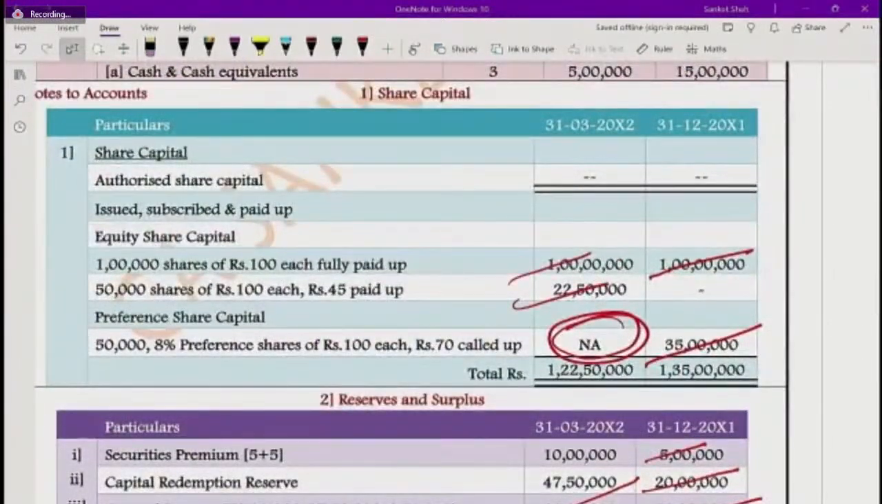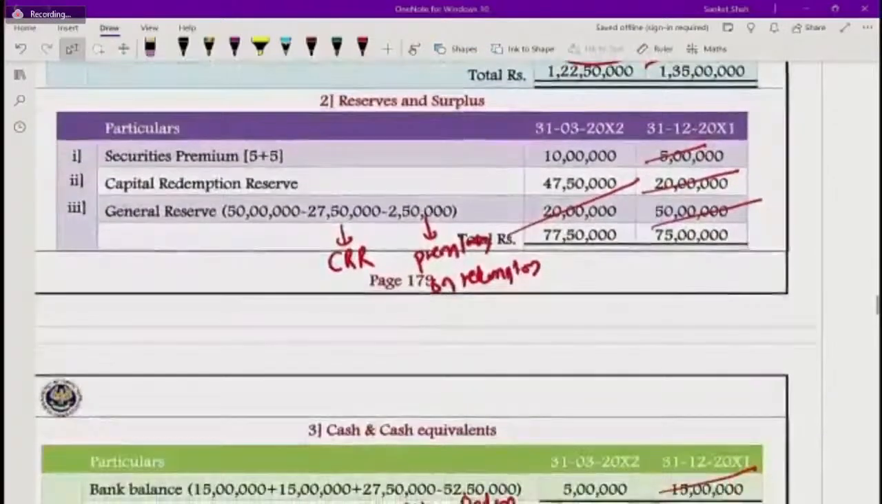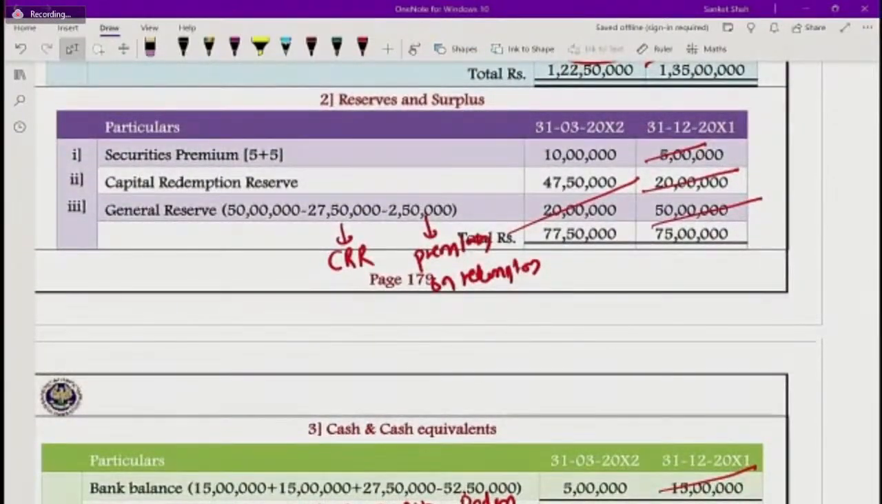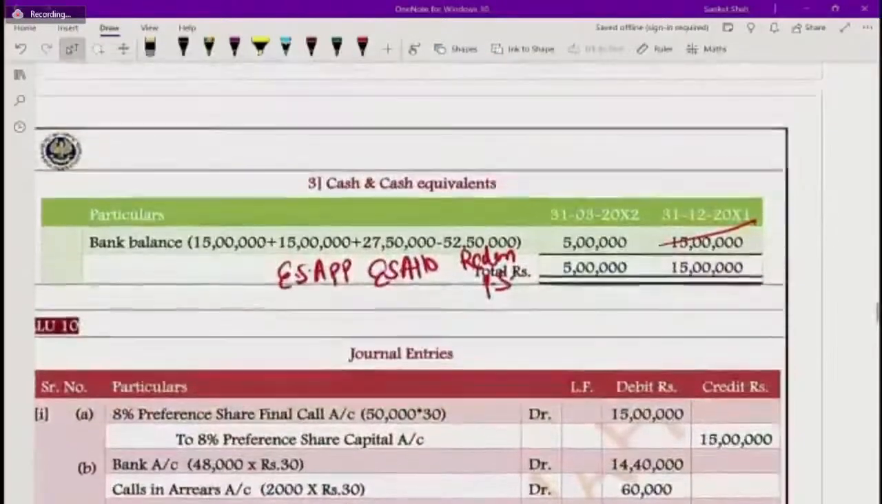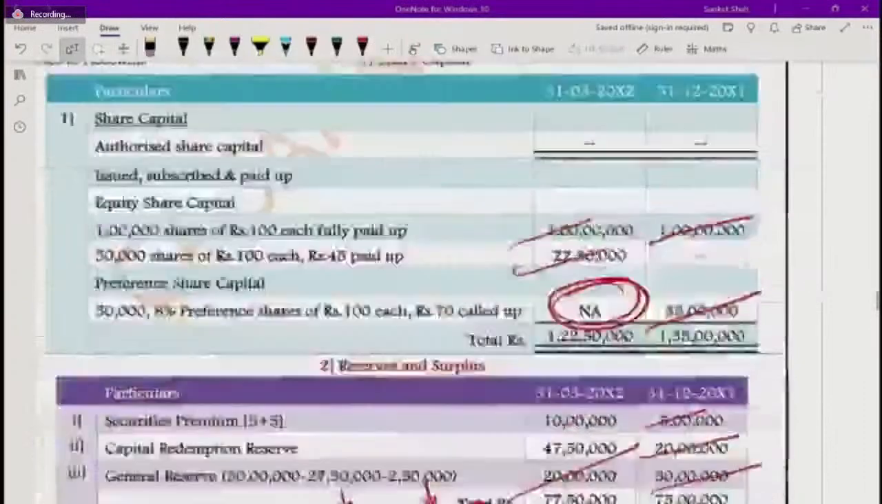Share capital. Beta, final call is a hidden entry. So take a screenshot of reserves and surplus, and then take a screenshot of cash and cash equivalent. Forfeiture entries I will teach you tomorrow.